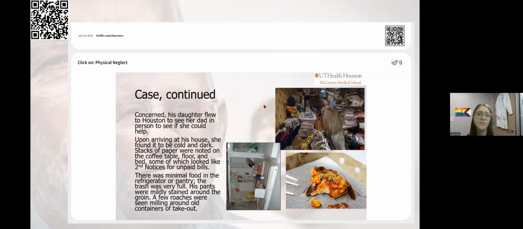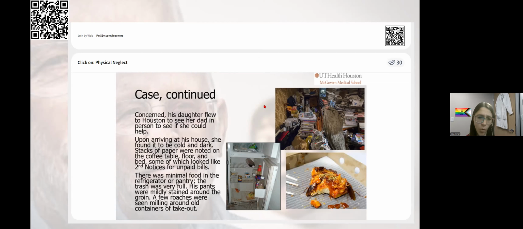And again, we're still looking for physical neglect on this slide too. She comes down to see him and she gets to his house. And again, remember, he was like a neat freak, the type that folded his underwear, a really organized guy in his prime. And now his home, it's cold, it's dark, the electricity's off, and there are second notices for unpaid bills that have now clearly been disconnected.